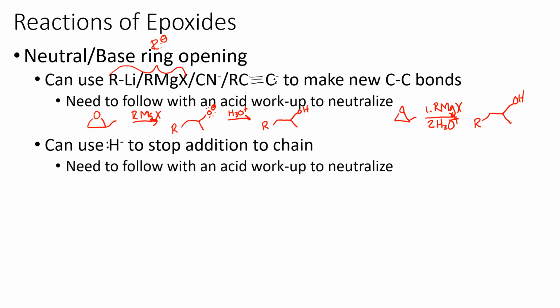We can use a hydride to stop the addition to this chain. So once again, we could also do this process with that hydride, and the hydride will behave as a nucleophile and add to the less substituted side. And this would stop the addition of our chain, but we would still open the ring. Please remember that under acidic conditions from our last chapter, our nucleophile adds to the more substituted side when we are under our acidic conditions. So this is some regiochemistry that you will want to pay attention to.